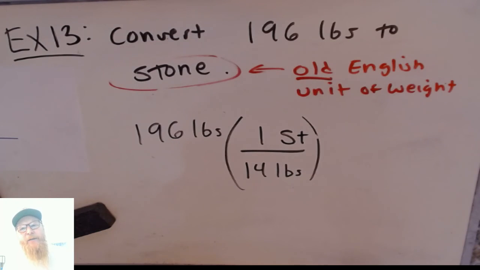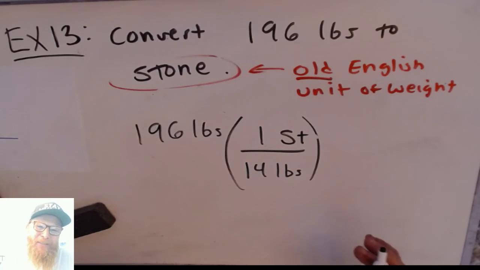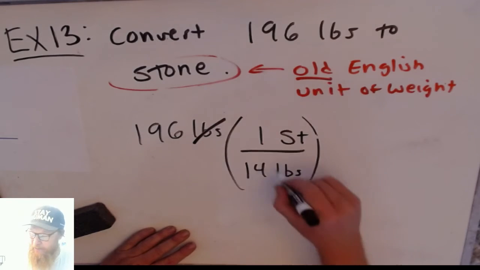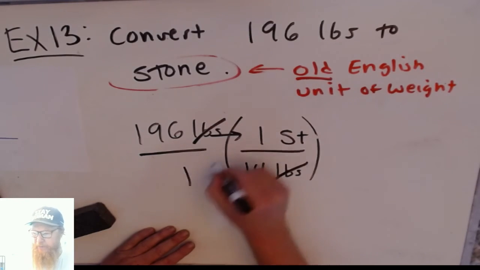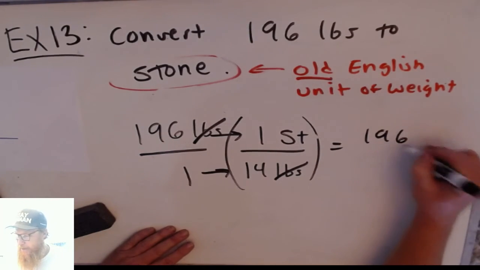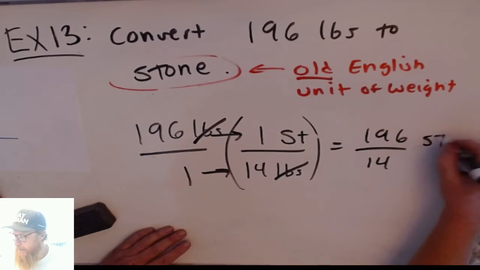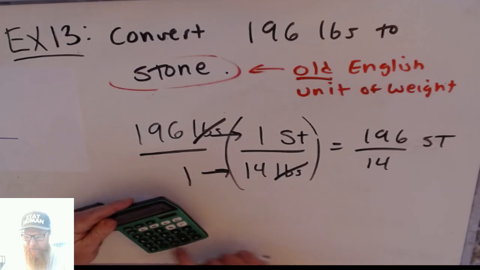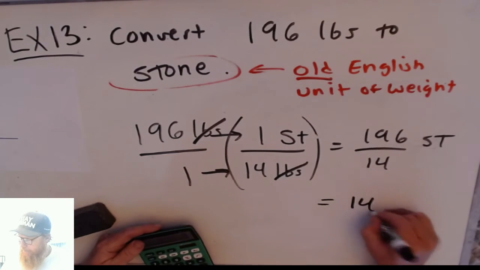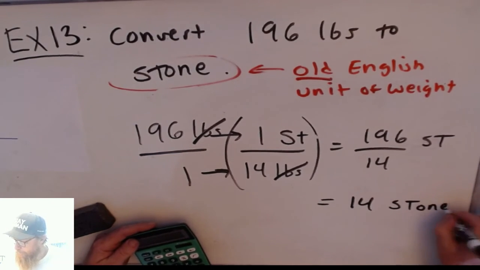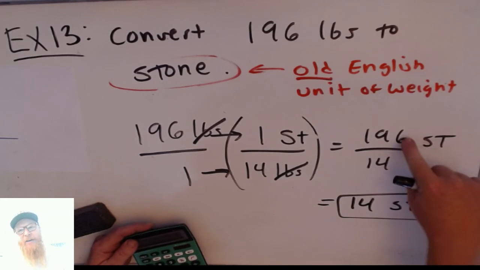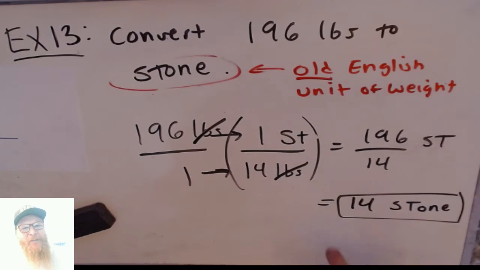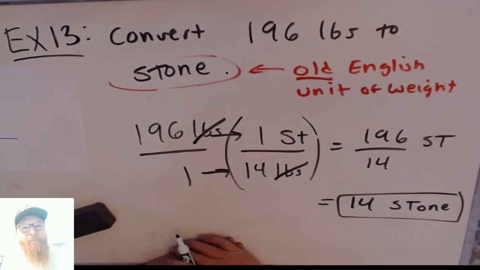ST, stone. You could just put S, but S is also used for other things. So ST for stone. Cross off the pounds. Multiply straight across. 196 over 14 stone. 196 divided by 14. Oh, I love that. 196 is 14 times 14. So when you divide it, it comes out to exactly 14 stone.